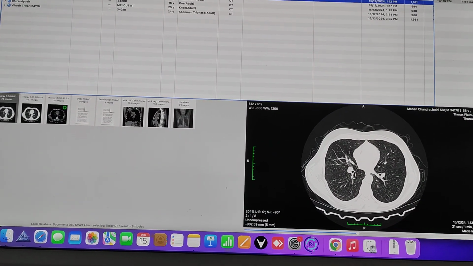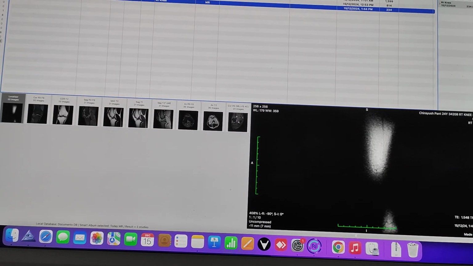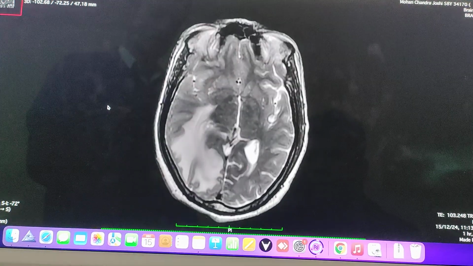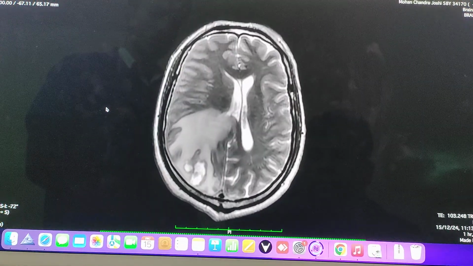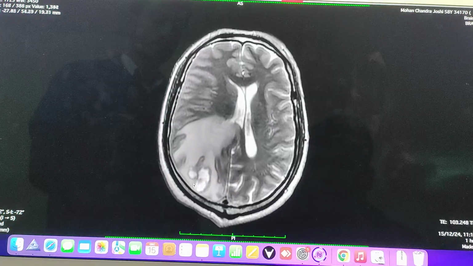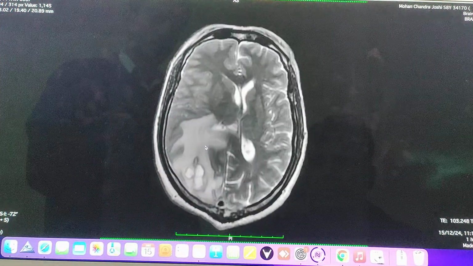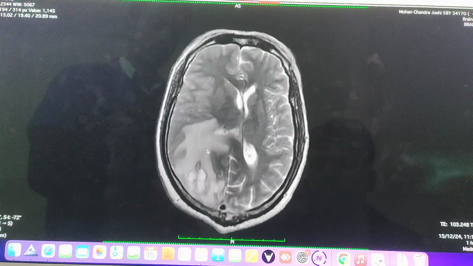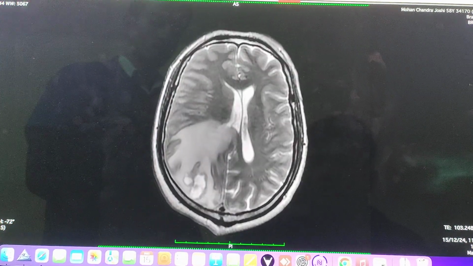MRI brain of same patient was also done. Here in MRI brain we can see there is T2 hyperintense lesion with peripherally thick walls and surrounding edema, in right posterior parieto-occipital lesion causing mass effect and midline shift.